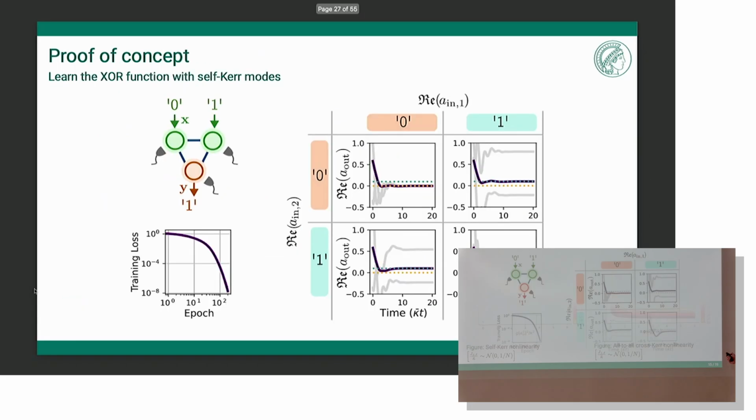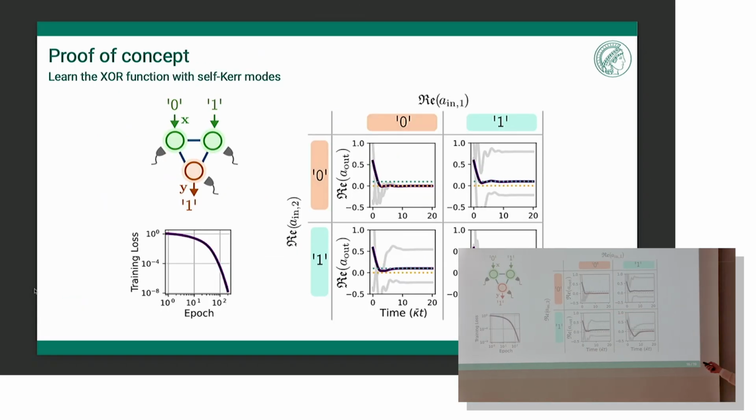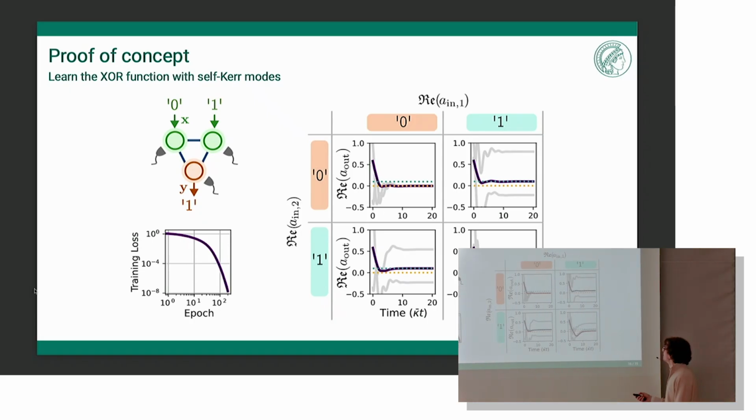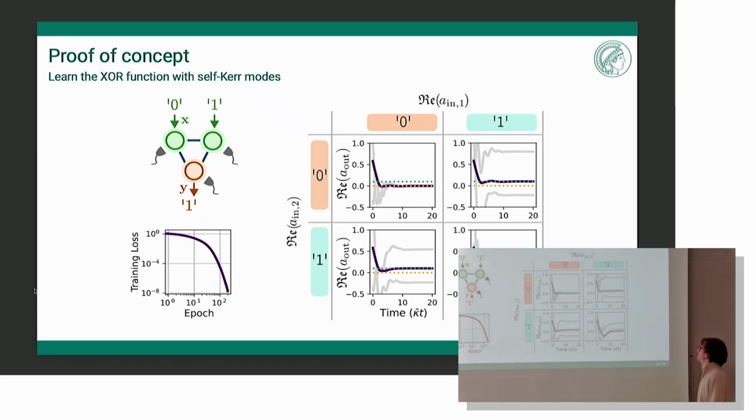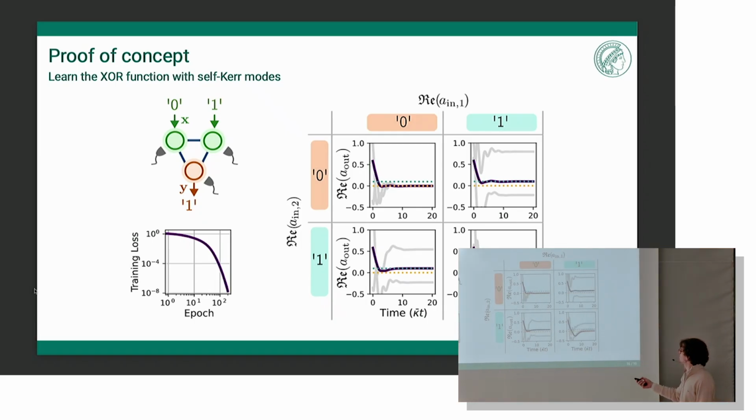Okay. I will just show some basic proofs of concept. The first one is on XOR, which is known to be not learnable with a linear function. Here you see the mean square error. It decreases basically monotonically, even if you have an approximation. And you can learn XOR with just 6 parameters, 3 detunings and 3 couplings, which is better than what you would get with the multi-layer perceptron.